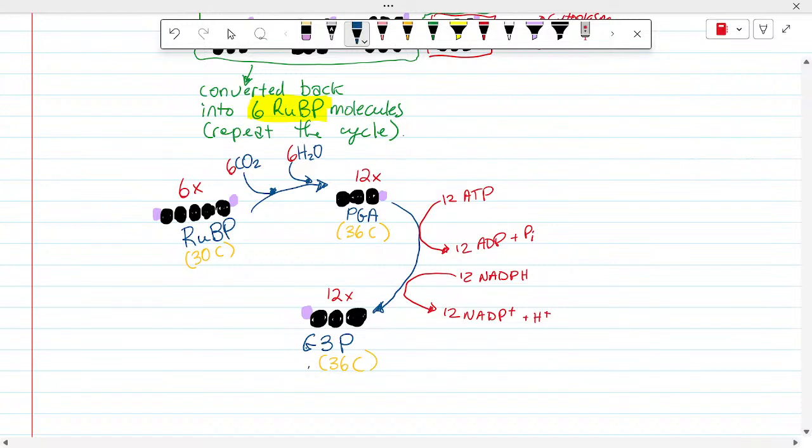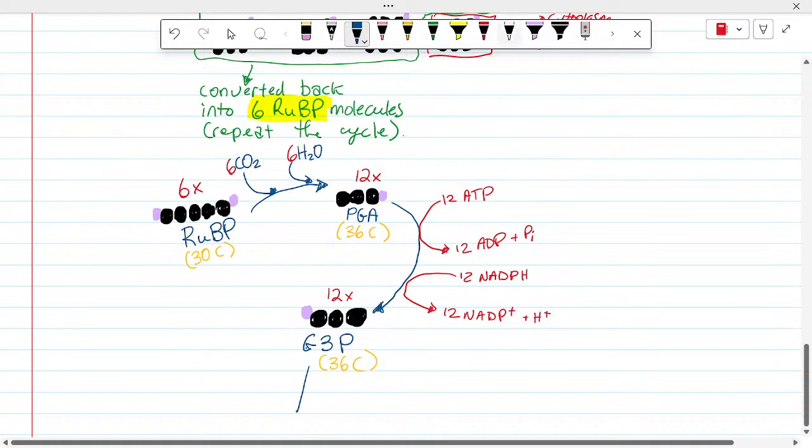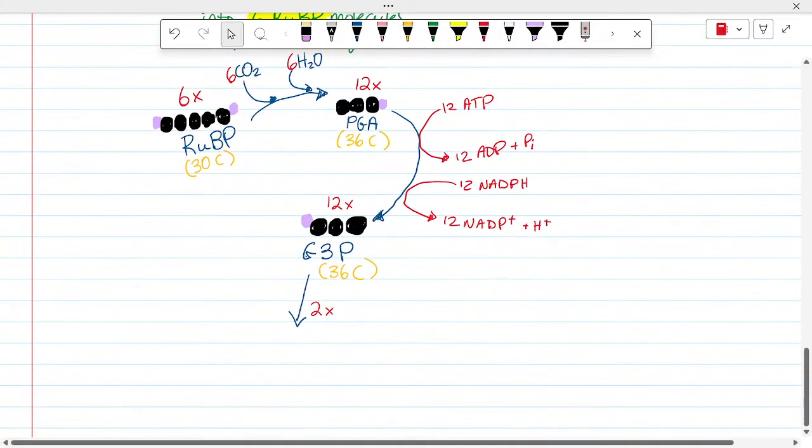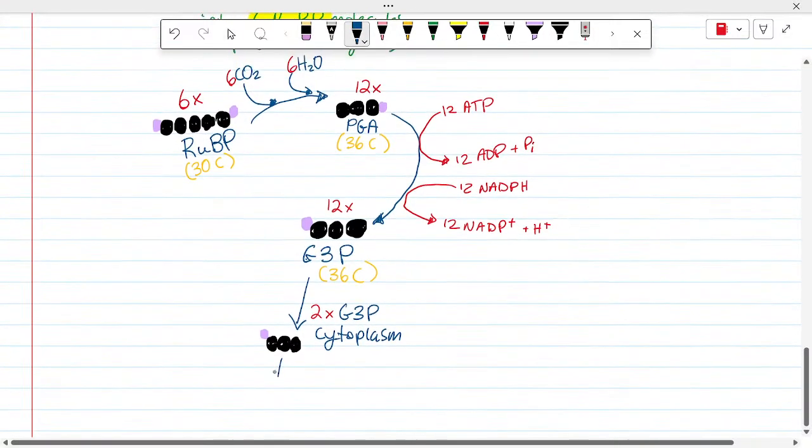Well, 2 of these we said can do what? Yeah, 2 G3Ps will go to the cytoplasm, right? And then once those 2 G3Ps have gone into the cytoplasm, what can they do? They can form a single glucose, right? 1, 2, 3, 4, 5, 6. And that's a glucose molecule. And how many carbons is a glucose? 6. Our 2 G3Ps were 6 carbons.